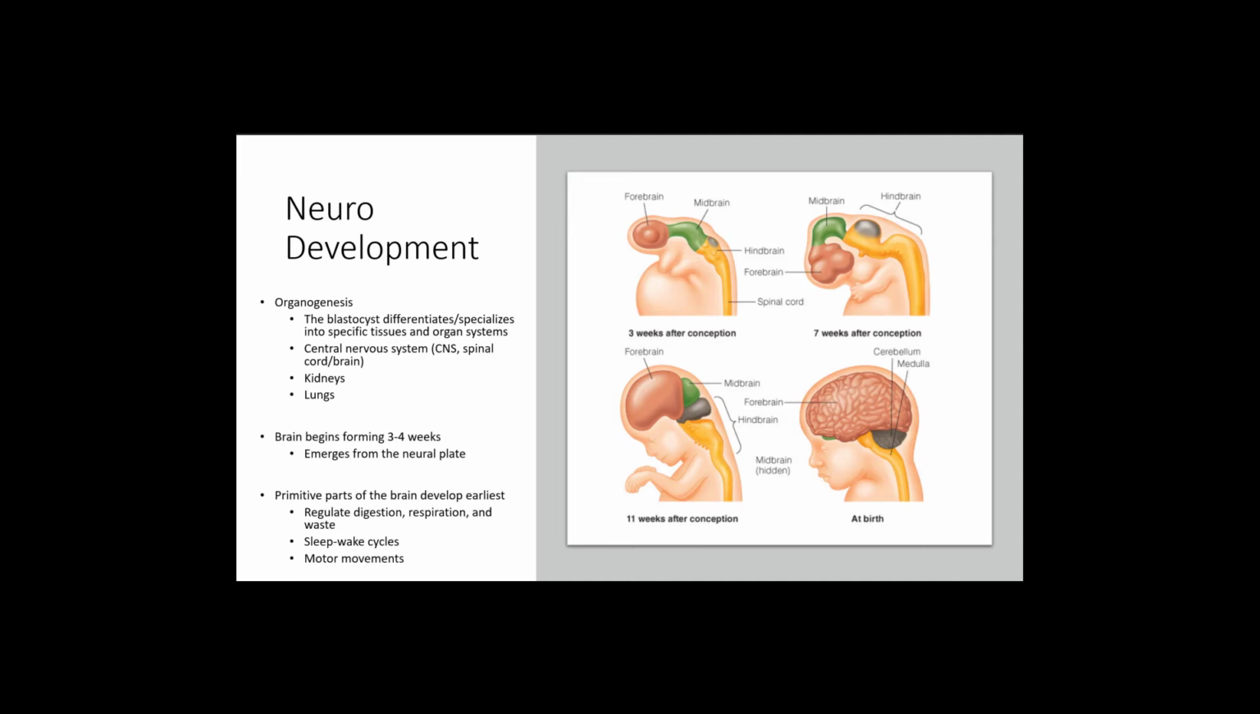The brain begins forming at 3 to 4 weeks and emerges from the neural plate. Primitive parts of the brain develop earliest. So the idea is, the fetus isn't doing calculus. It's not worried about doing that first. It's worried about breathing, sleeping, moving, and digesting, and thus those are what develop first, those areas of the brain that are associated with those activities.